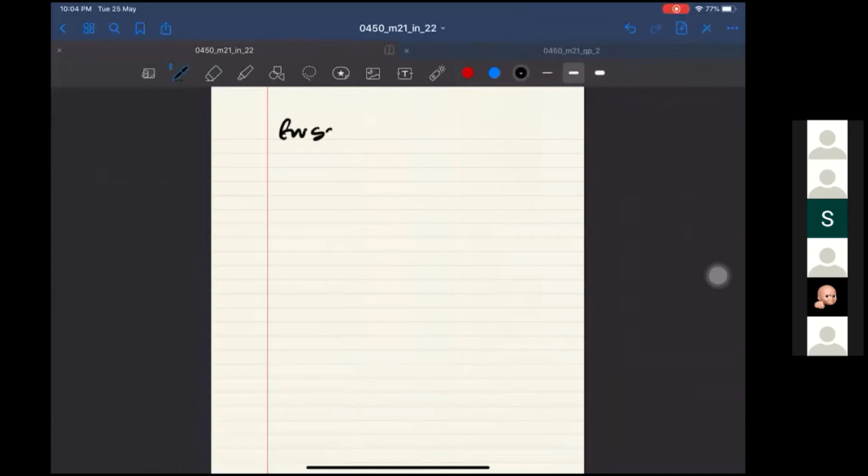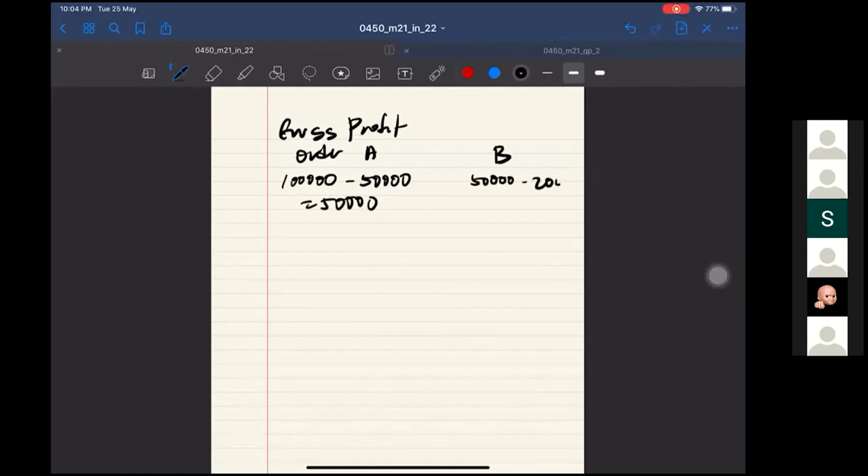Okay, for gross profit, we have order A and then order B. So order A gross profit is how much? Just now, based on your information, your gross profit is 100,000. Then you minus your 50,000, right? So you get 50,000 left. And then order B is 50,000. You minus 20,000, you get 30,000, right?